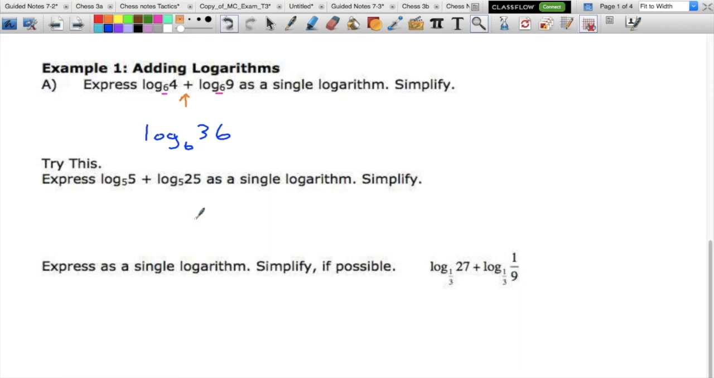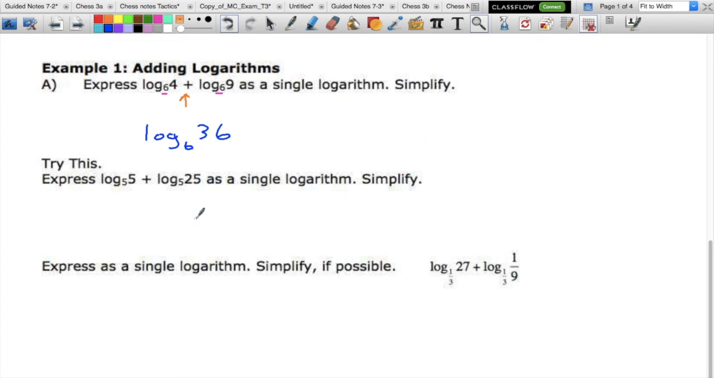That's the first thing I want you to understand: if you have two separate logs with the same base, we can put them into one log. And if we had one log with a multiplication going on, we can separate it into two. We can expand it or condense it, whichever way you want to go. Yes? Why would we multiply it and not add it?